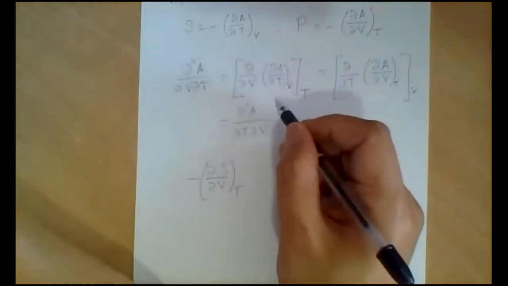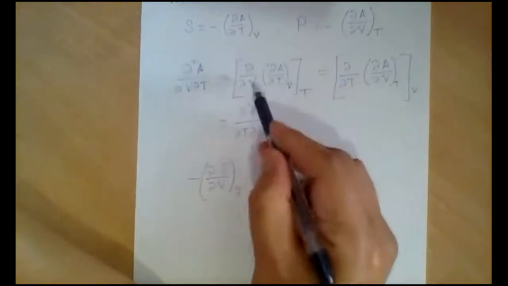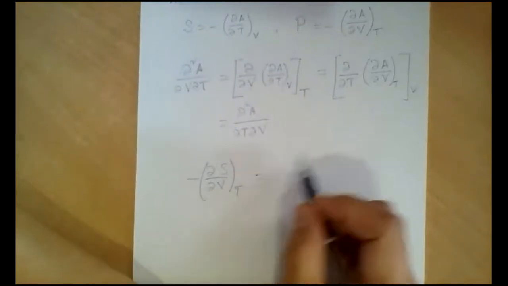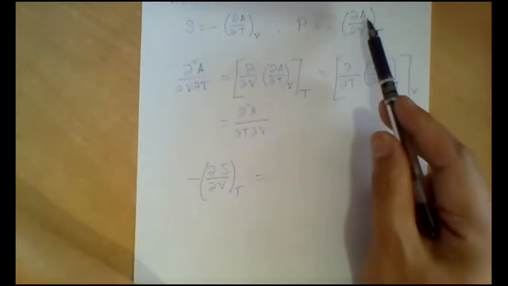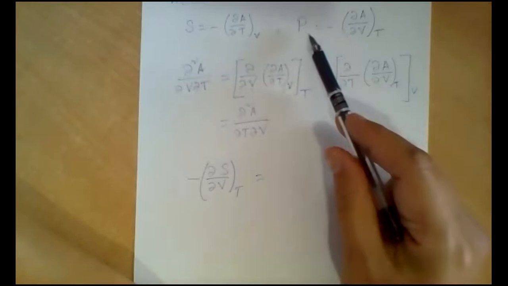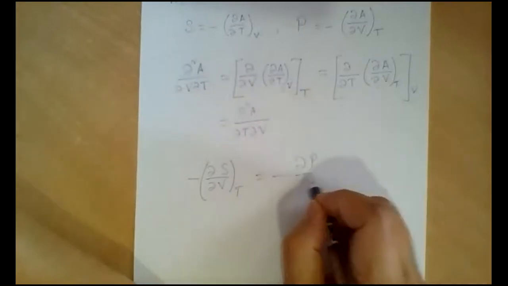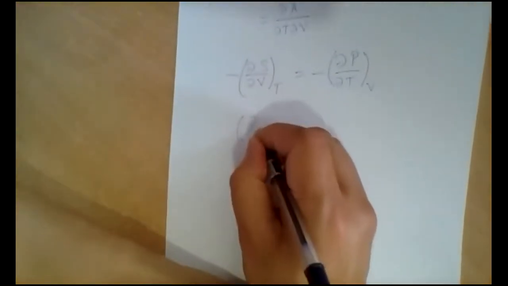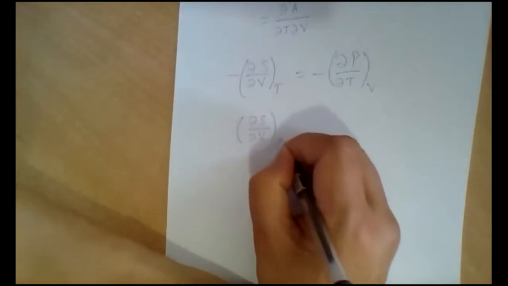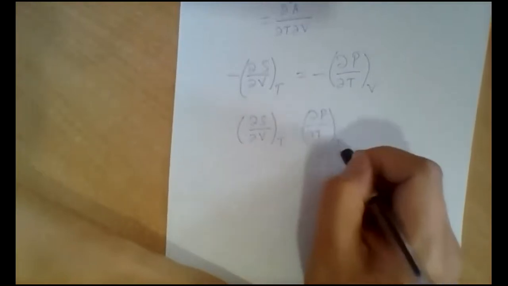So this expression is equal to this expression. Del A by del V at constant temperature gives minus pressure. So this is minus del P by del T at constant volume. Minus, minus cancel, so del S by del V at constant temperature is equal to del P by del T at constant volume.